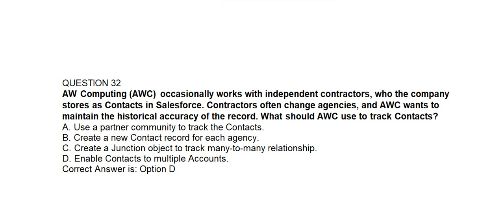Option A. Use a partner community to track the contacts. Option B. Create a new contact record for each agency. Option C. Create a junction object to track many-to-many relationship. Option D. Enable contacts to multiple accounts. Correct answer is option D. Enable contacts to multiple accounts.